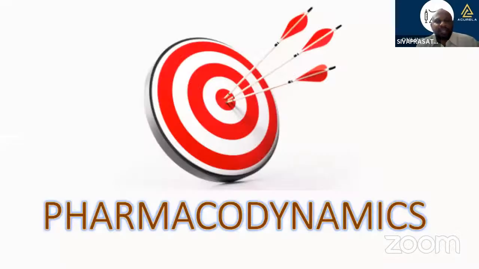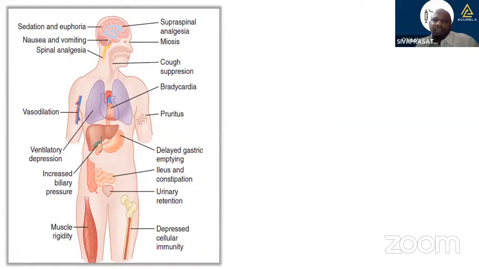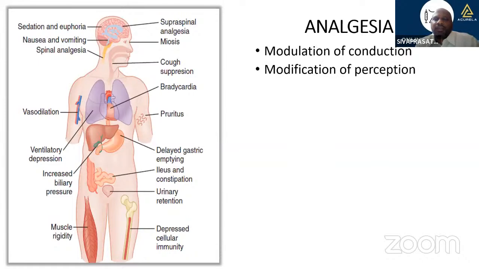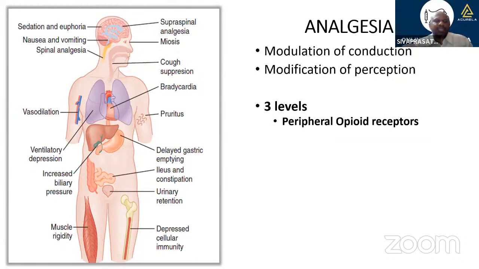Coming to pharmacodynamics, other than its original effect, opiates have a variety of effects on the whole body because the opioid receptors are widely distributed. So it has too many effects, and you'll have to manage many things other than analgesia also. Coming to the prime effect, analgesia, it is described as modulation of conduction and modification of perception. It occurs at 3 levels. The first level is peripheral opioid receptors. The existence of peripheral opioid receptors is a recent discovery.